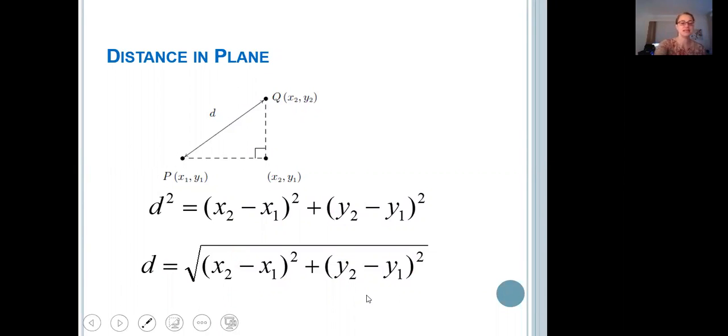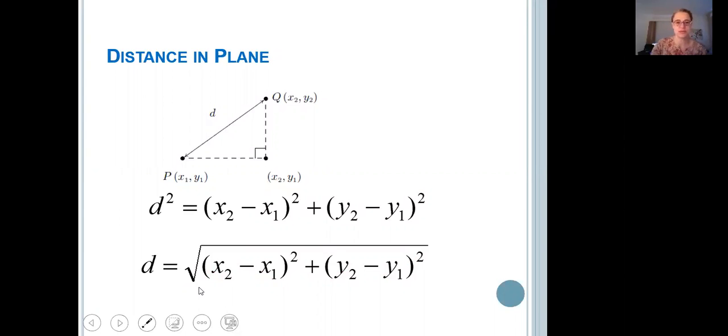And what this says is that the distance between any 2 points can be found by finding the difference in the x-coordinates and squaring that, finding the difference in the y-coordinates, squaring that, adding those two numbers together, and taking the square root.